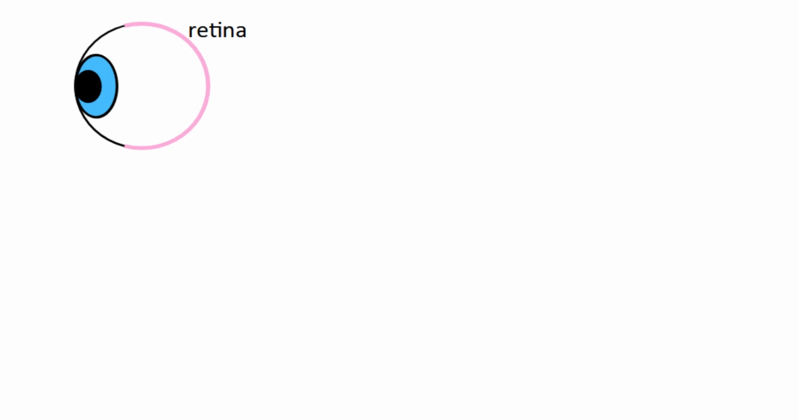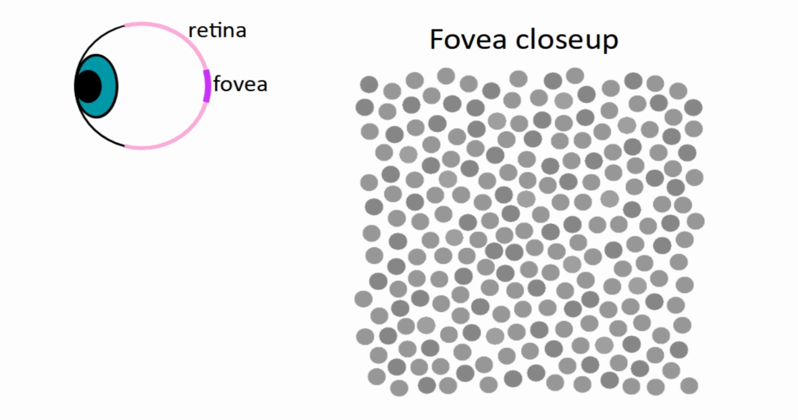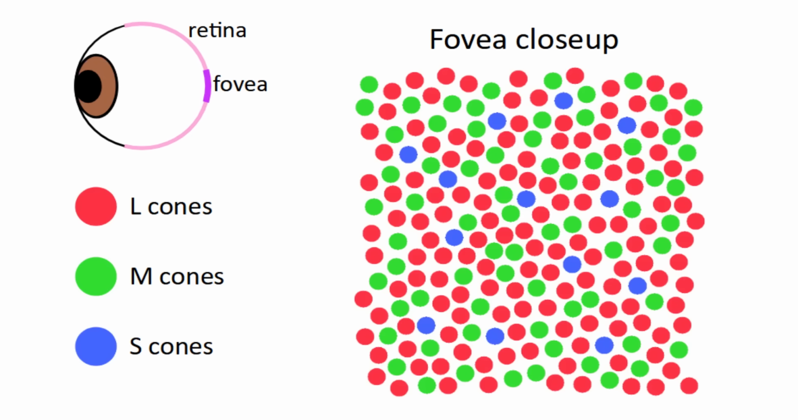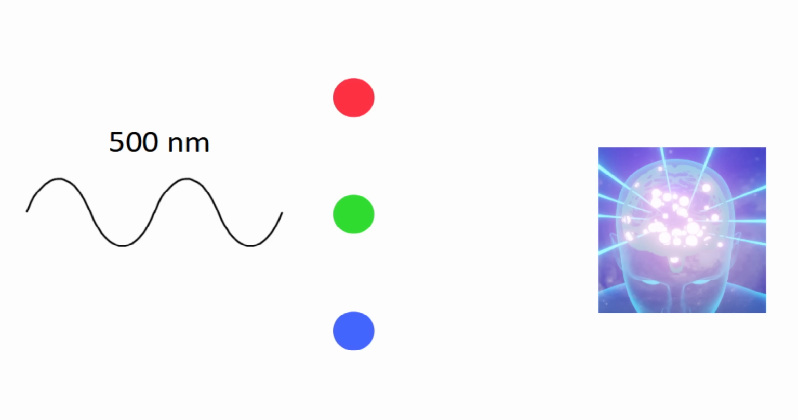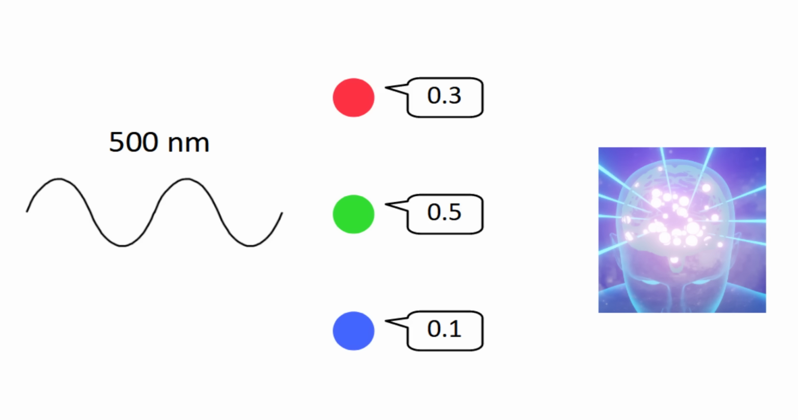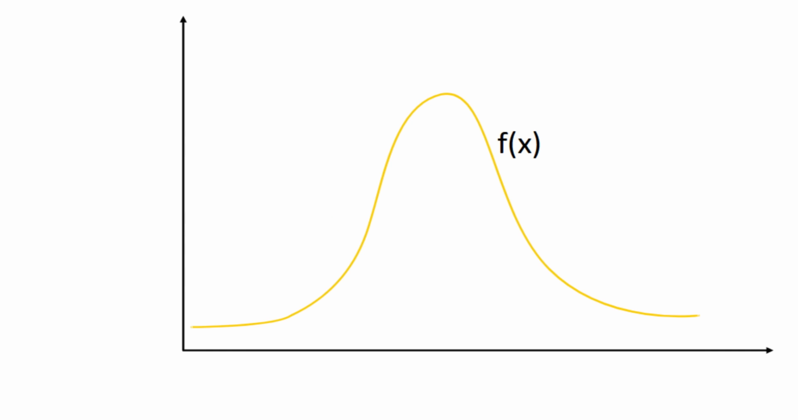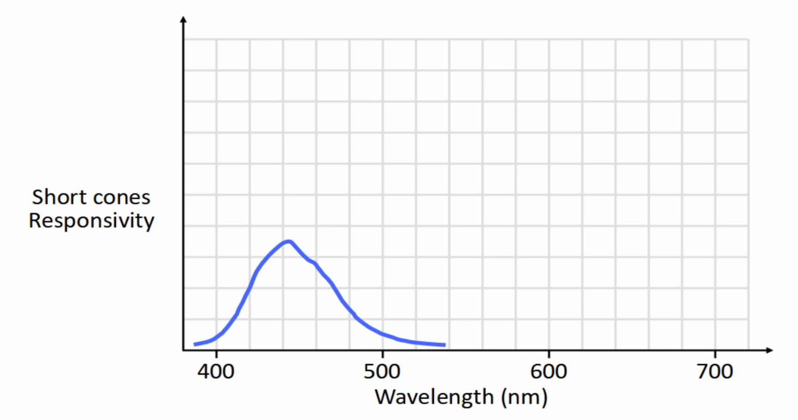Within the retina, and especially the fovea, there are millions of cells called cones. They come in 3 varieties, and each type specializes in detecting certain wavelengths. Depending on the exact wavelength, each type will send a different strength signal to the brain. The intensity of the signal is determined by a mathematical function that takes one input, wavelength, and gives one output, responsivity.